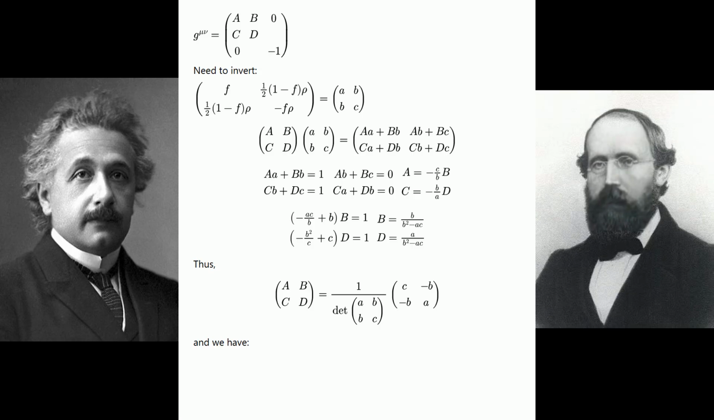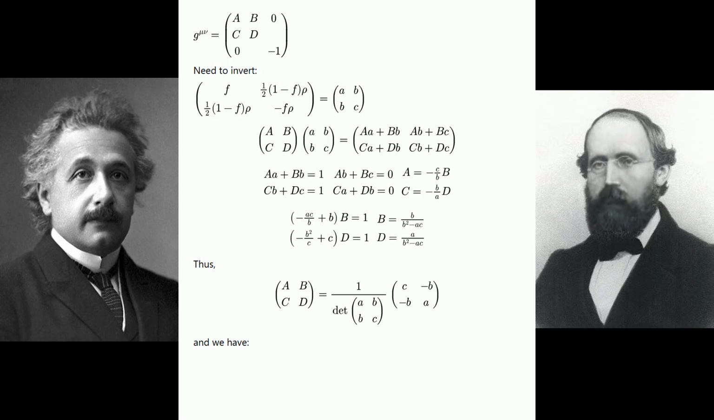Need to invert the 2 by 2 matrix with row 1: column 1, f; column 2, 1/2 times (1 minus f); row 2: column 1, 1/2 times (1 minus f); column 2, negative f of rho squared; equals the 2 by 2 matrix with row 1, a b, row 2, b c. See the equation shown. Thus, see the next equation.